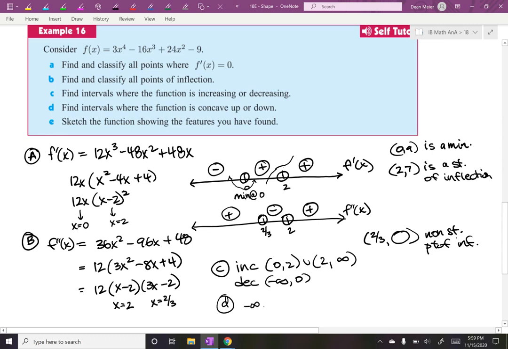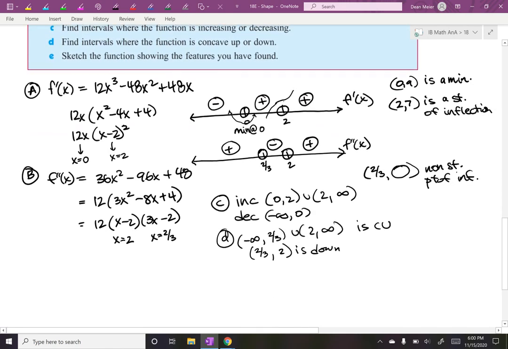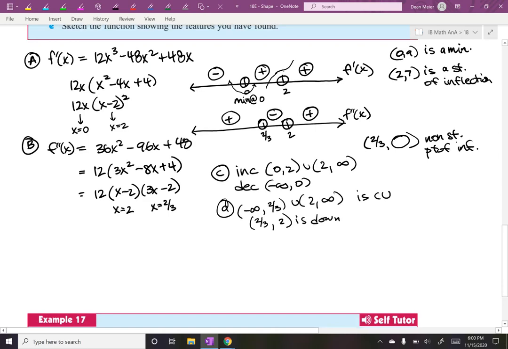We have negative infinity to 2/3. We know that that is concave up, like a cup. I also had another section, my bad, 2 to infinity. 2 to infinity is concave up, and 2/3 to 2 is concave down. Now, again, you can use the included values because you're talking about an interval. So notice I use parentheses. You can definitely use brackets. And that is everything for that problem.